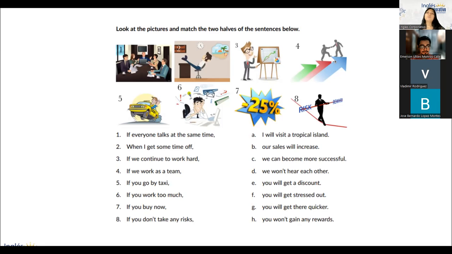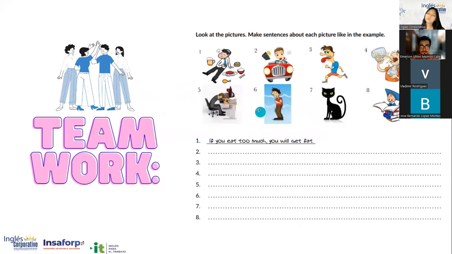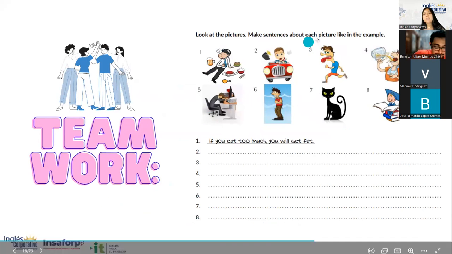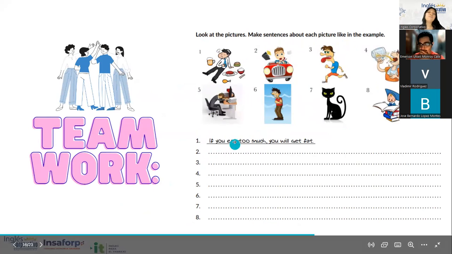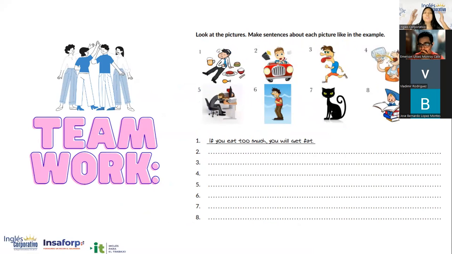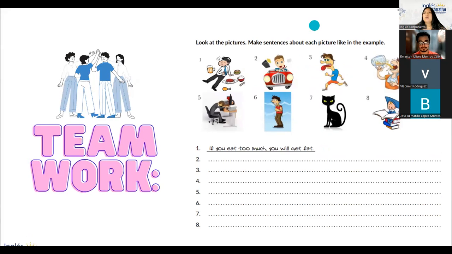Okay. So now let's continue. All right. And it is your turn. With your teamwork, you are going to make sentences about each picture, using the first conditional. Okay, condicional uno, no cero, uno. ¿Sí? De la uno a la ocho. Okay, ya tienen la primera. If you eat too much, you will get fat, yeah? You are going to use your imagination, guys. You need to be creative. Number two, according to this picture, you will make the sentence, and so on, okay? So let's work with your team. And then I will leave you around 7 minutes, okay? And then we are going to come back, right? Let me recreate the rooms, yes.